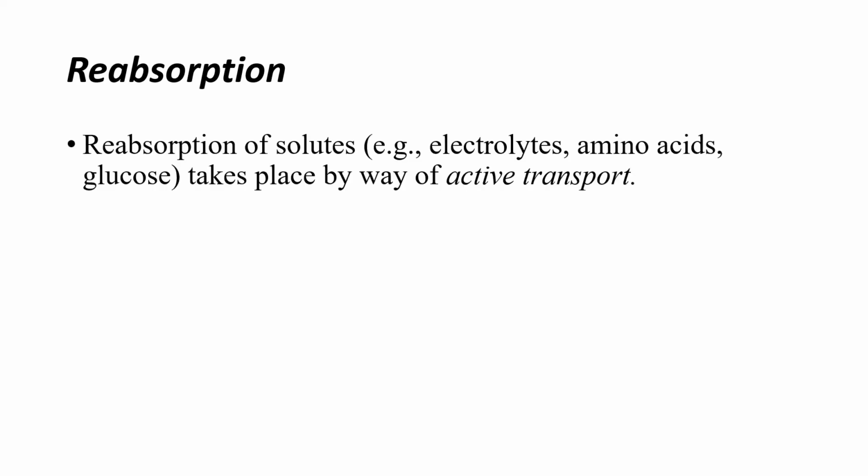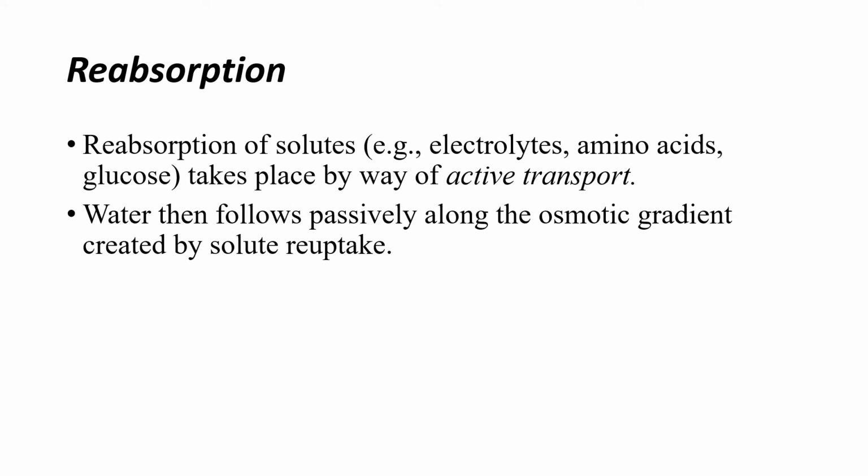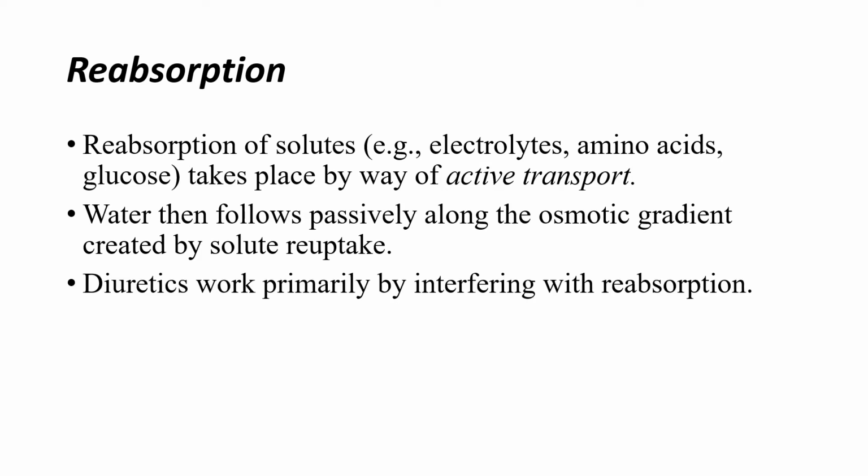Now, for reabsorption. More than 99% of the water, electrolytes, and nutrients that are filtered at the glomerulus undergo reabsorption. This conserves valuable constituents of the filtrate while allowing waste to undergo excretion. The reabsorption of solutes takes place by way of active transport. Water then follows passively along the osmotic gradient created by solute reuptake. And so, diuretics work primarily by interfering with reabsorption.